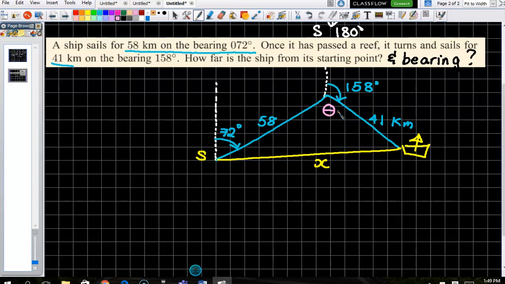Yes, Sarah? A triangle with the 72. What do you mean? Here? No, because you don't know how far that's going up. That's just going over and over and over. It's just your direction.